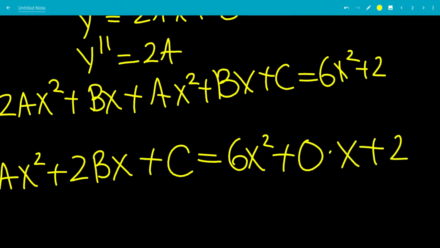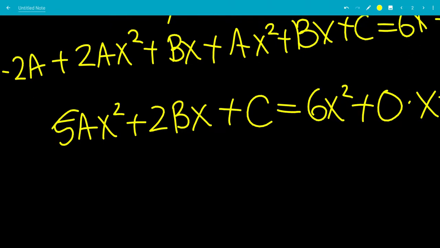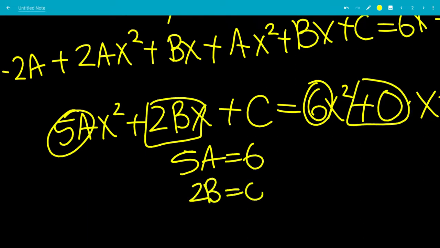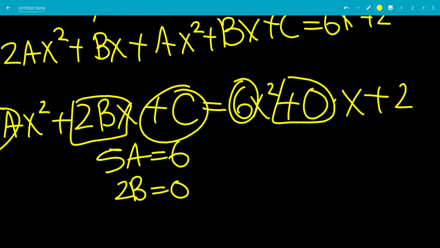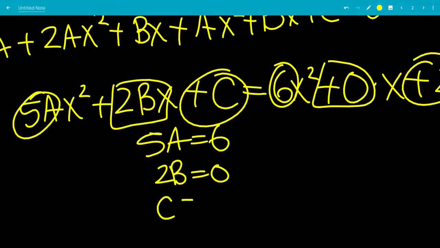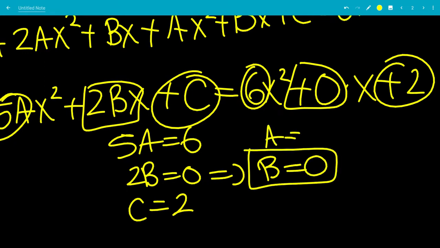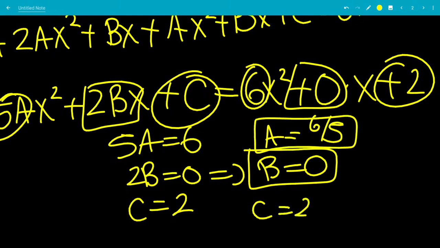Now we can compare coefficients. We have that 5a equals 6. We have that 2b equals 0. And then we have that c equals 2. So that means obviously b equals 0. For a, just divide by 5, so a equals 6/5. And c equals 2 like we had before.